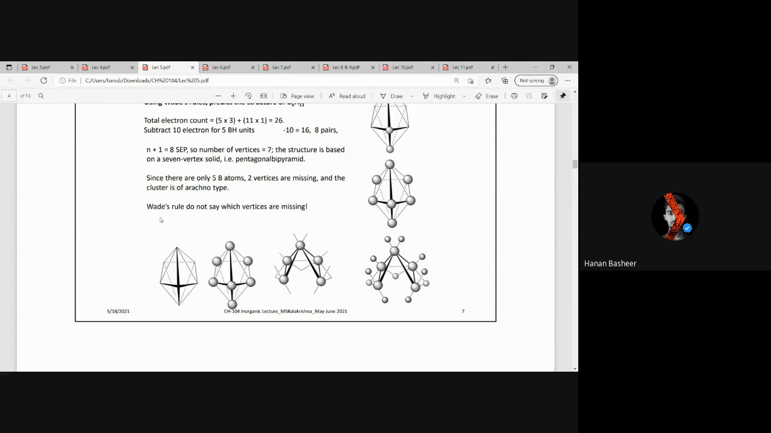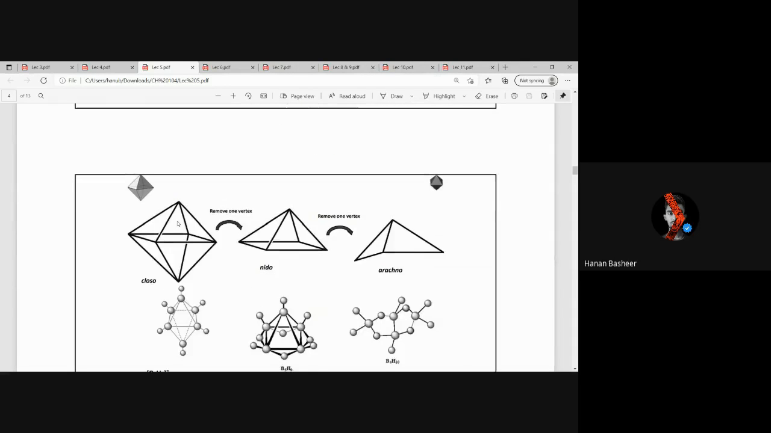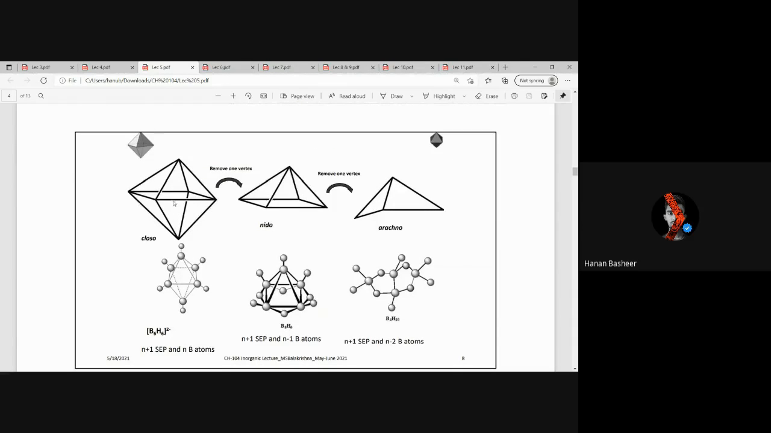But there's an issue: Wade's rule cannot tell which vertices are missing. So this is an example where you can see this has n plus 1 SEP and n boron atoms. Since it has 6 in total, it is closo. When one boron atom is missing, we get this nido structure, and this is arachno.